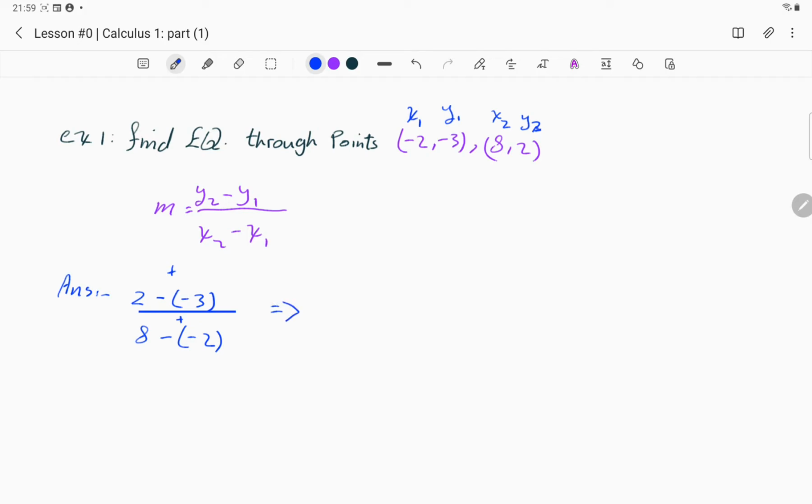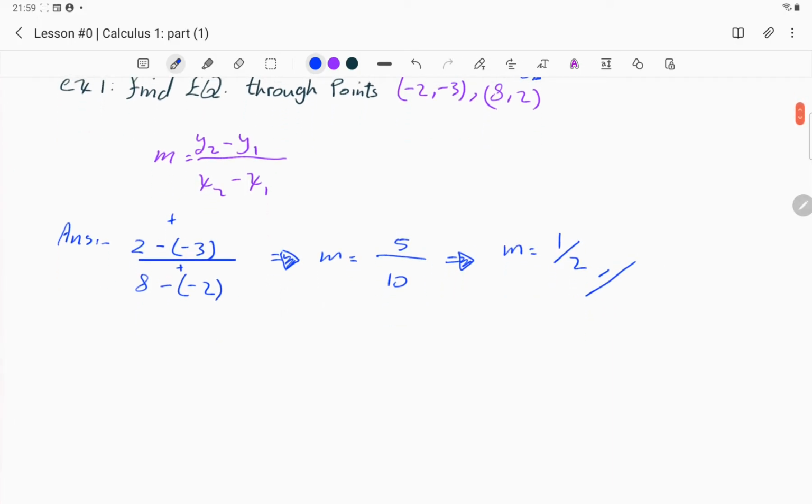And that's how you get m equals 2 plus 3 is 5, over 8 plus 2 is 10. So 5 over 10, or you could say that m equals 1 over 2. So that's basically the answer for finding the slope, or finding the equation to get the slope and everything.